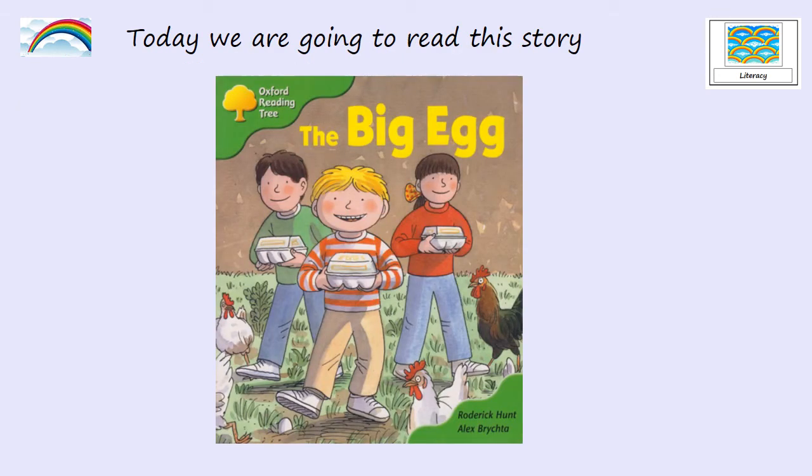Today we're going to read this story. It's called The Big Egg, and it's written by Roderick Hunt and illustrated by Alex Bridger. What do you think this story is going to be about? Have a look at the picture. Can you remember the names of these characters? The little boy with the blonde hair is called Kipper, and the twins are called Biff, that's the girl, and Chip.